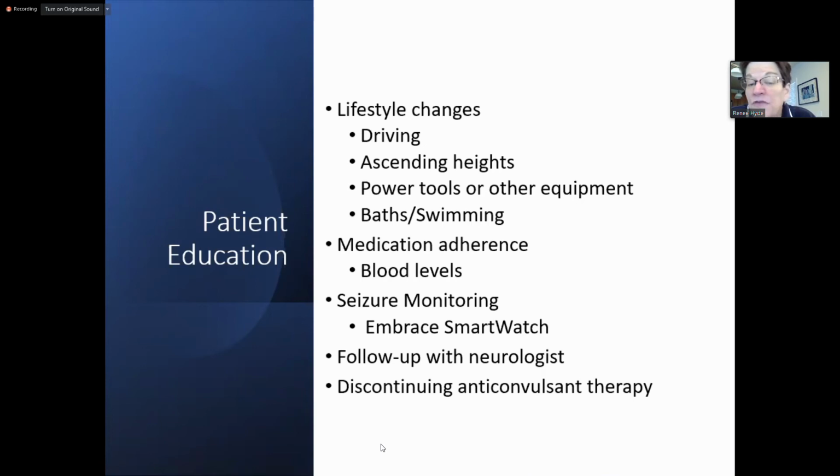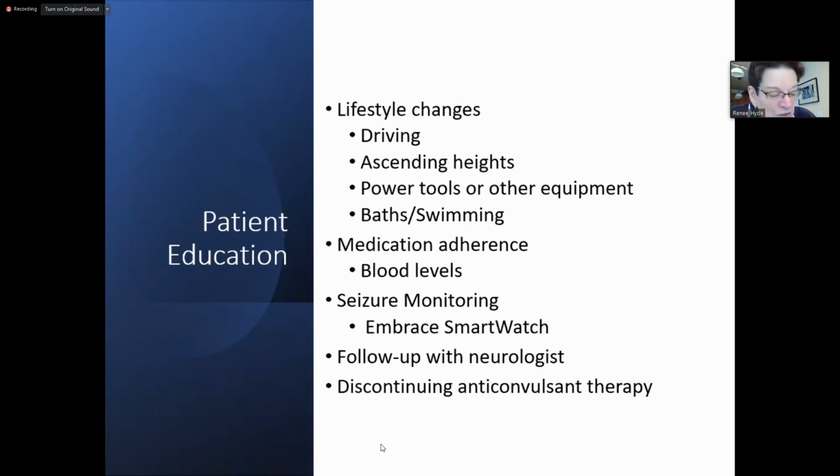Now, there are some new things that have come out that assist with seizure monitoring. This Embrace smartwatch actually will detect seizures and will alert a caregiver that that patient is having a seizure. Again, they need to follow up with their neurologist or their epileptologist, someone that specializes in epilepsy. These are not medications that you want your family practice person taking care of.